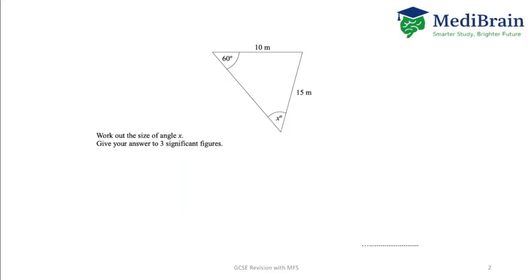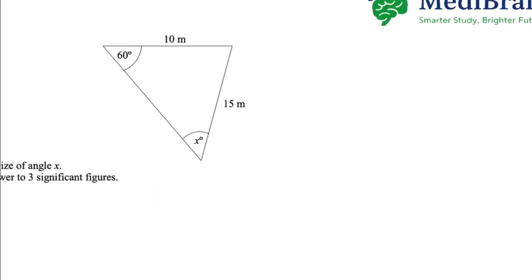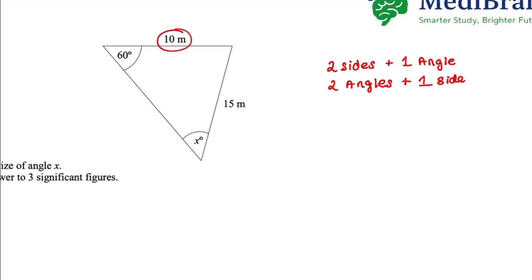I'm just going to go through the question now. Remember, when we have the sine rule, we either have two sides and one angle, or we have two angles and one side. That's how we know whether we're meant to use the sine rule or not. In this case, we have to use the sine rule because we know two sides and one angle. This angle we need to work out.